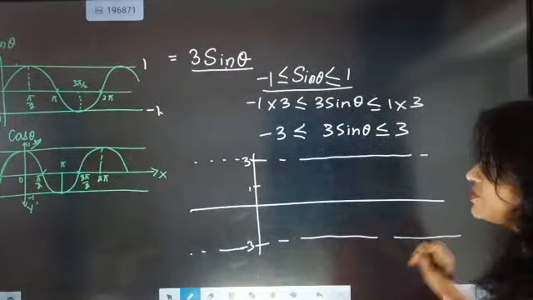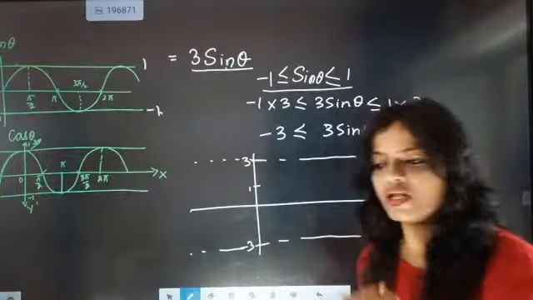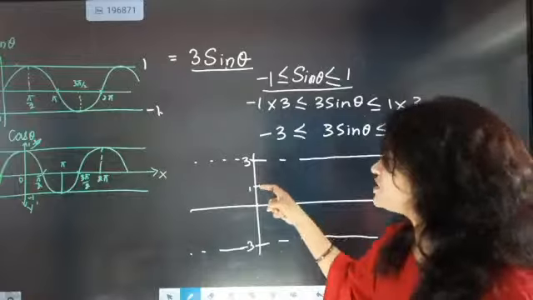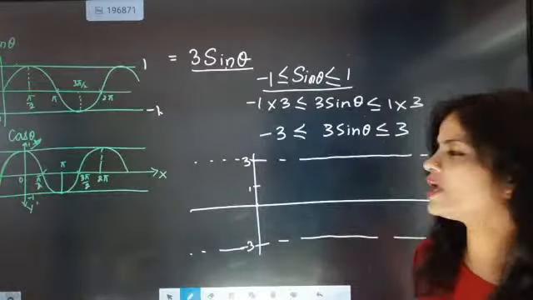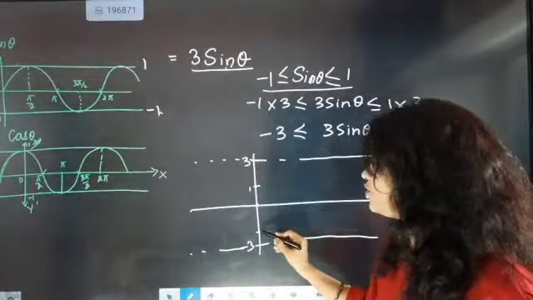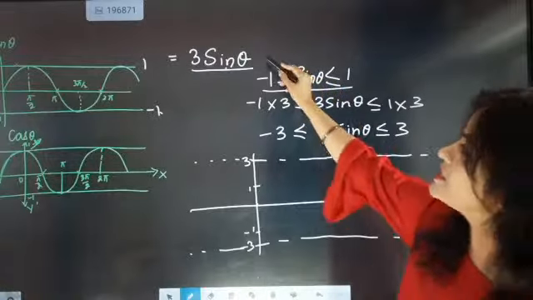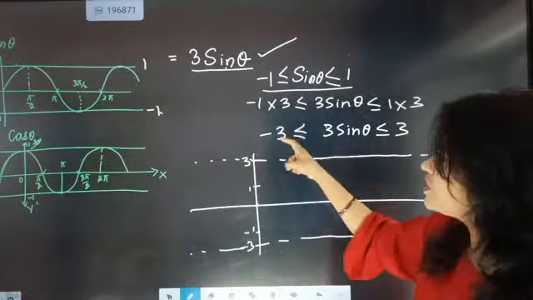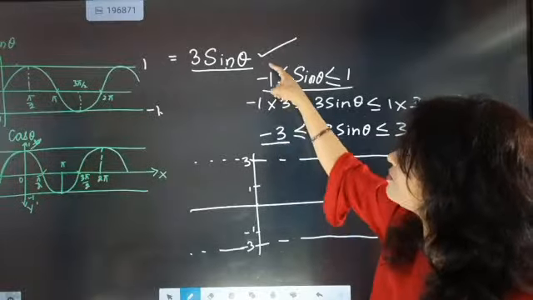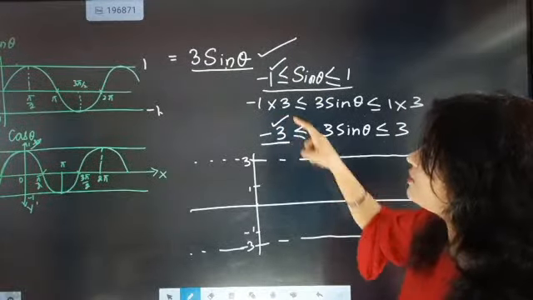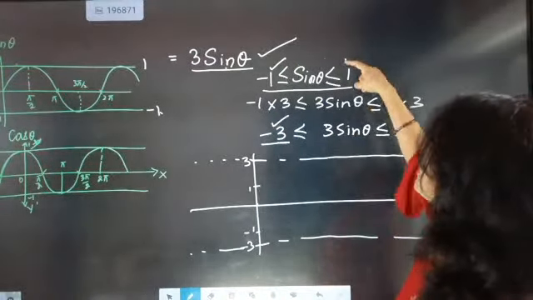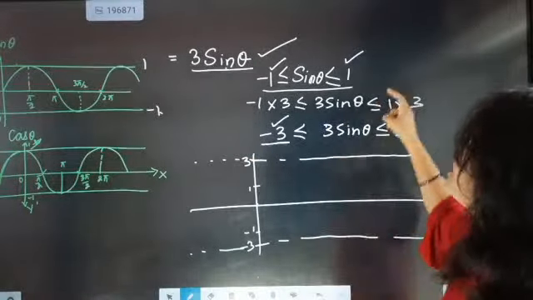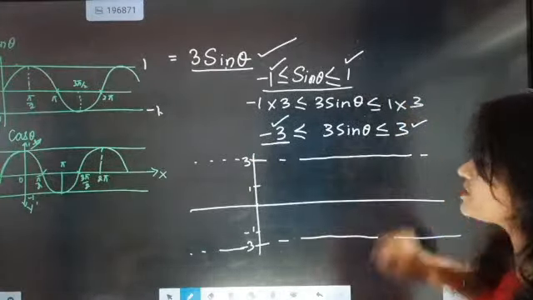So 2-3 graphs are there. Once we finish it, we will go to the next section. First, the graph was going from 1 to -1. Now it is given as 3 sine theta, that means the 3 will be multiplied. So the lower limit, first it was -1, now the lower limit is -3. The upper boundary limit was 1, now it is 3.